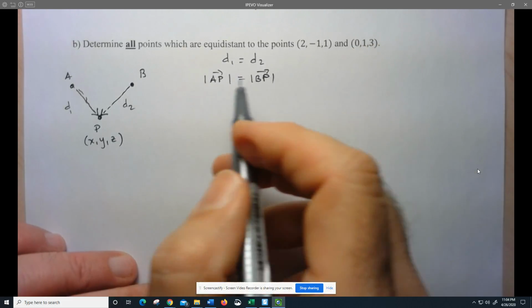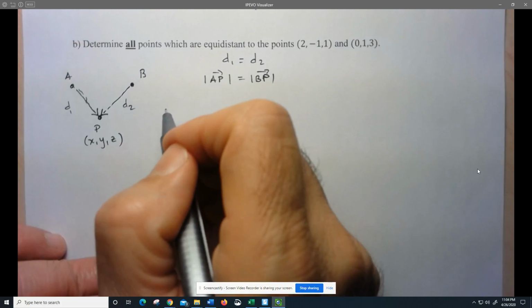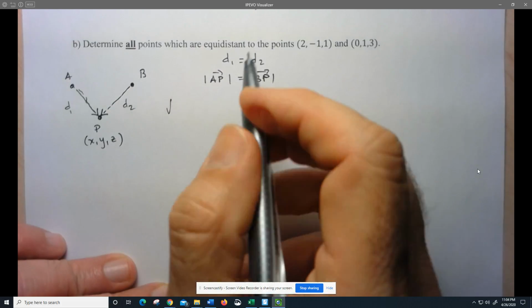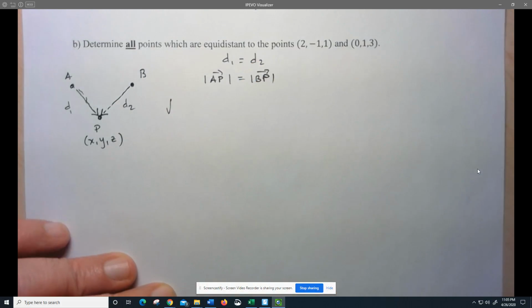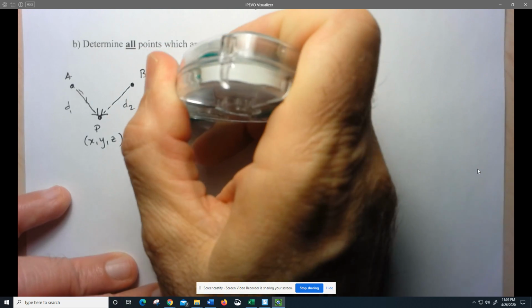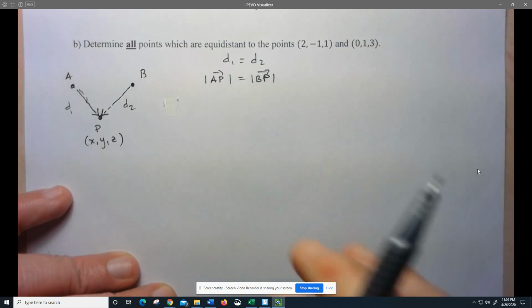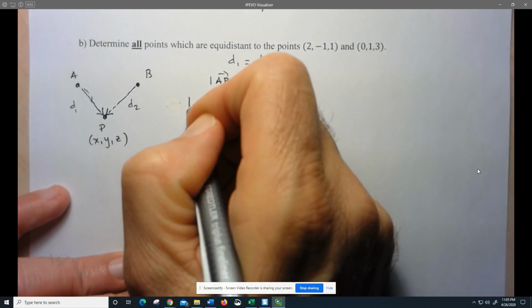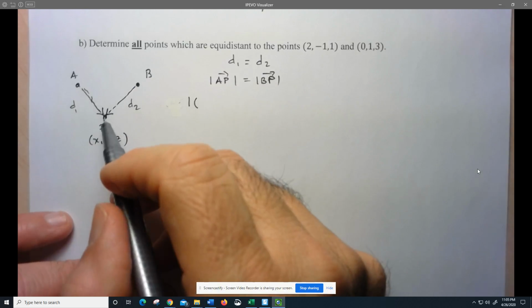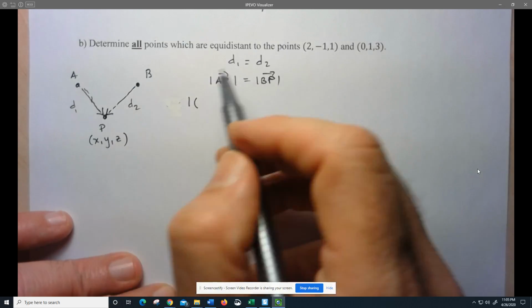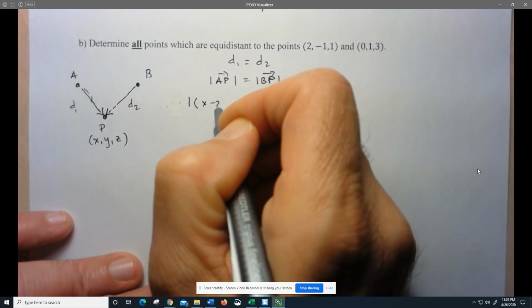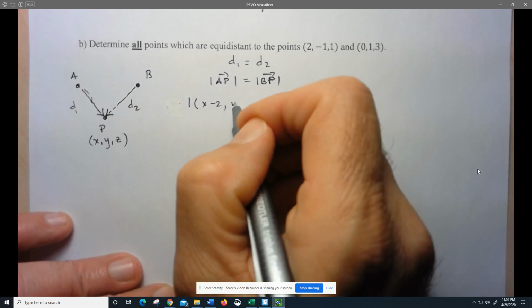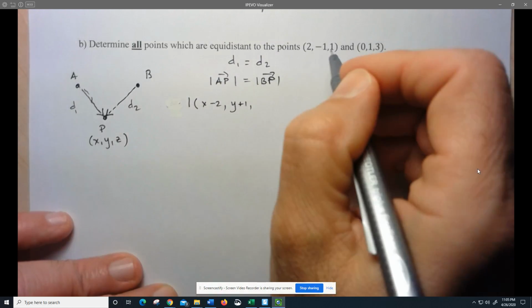Okay, and you're going to see that what I do now is going to be very similar to what I did before. I was almost going to do it in one step, but let's do it step by step. First, find the vector AP. So second minus first: x minus 2, y minus negative 1, y plus 1, z minus 1.